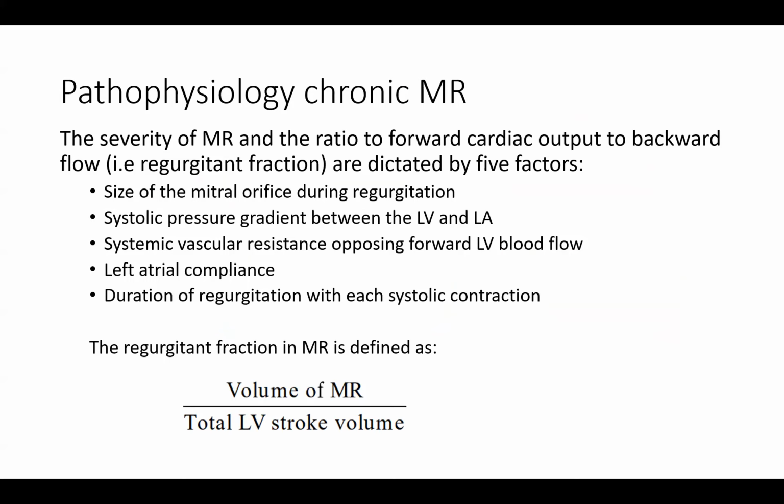All right, so the severity of mitral regurgitation and the ratio of forward cardiac output compared to the backward, so compared to the regurgitant one that goes back into the left atrium, is dictated by a number of factors. Of course, what I'm describing is a regurgitant fraction. The size of the mitral orifice matters.